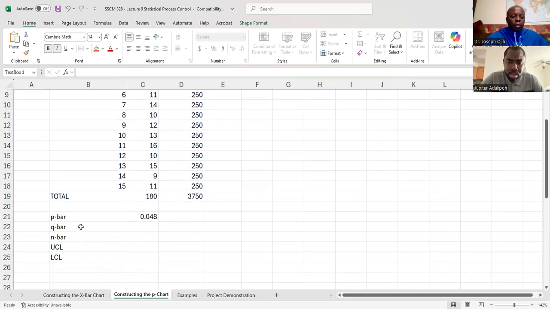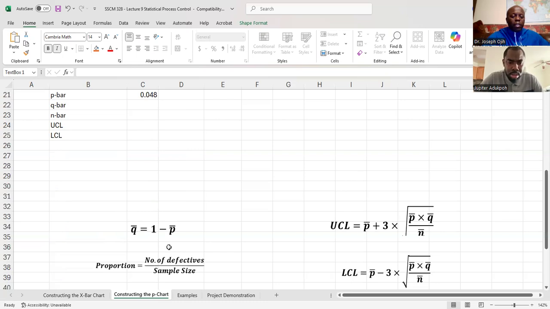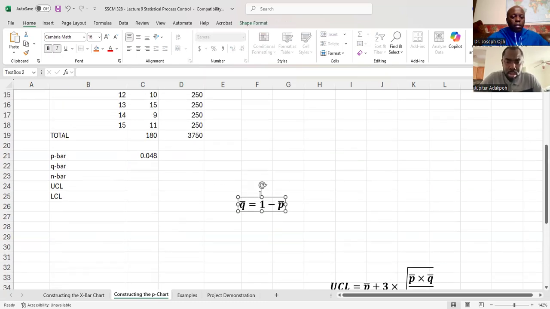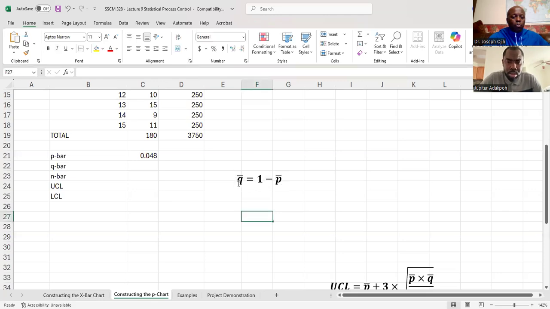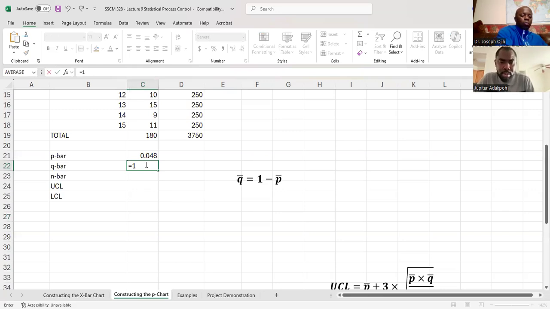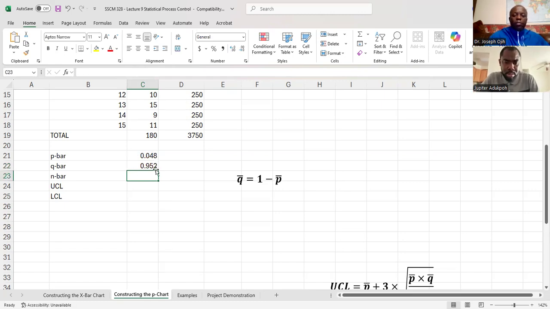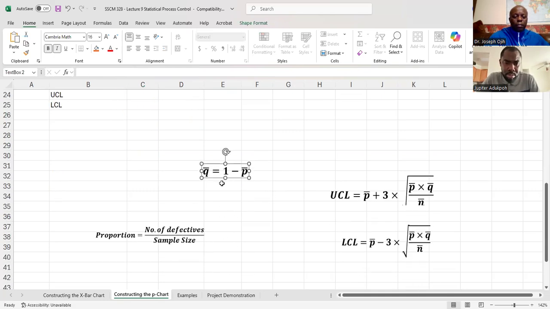So now, the next thing is to calculate the Q bar. The formula is right here: Q bar equals 1 minus P bar, which is 1 minus 0.048, giving 0.952. So we calculated it, and I'm going to remove it now.